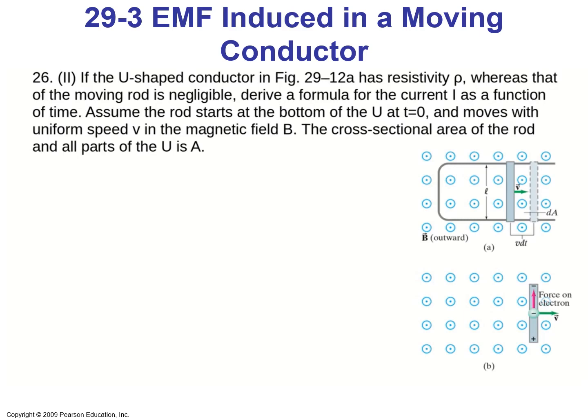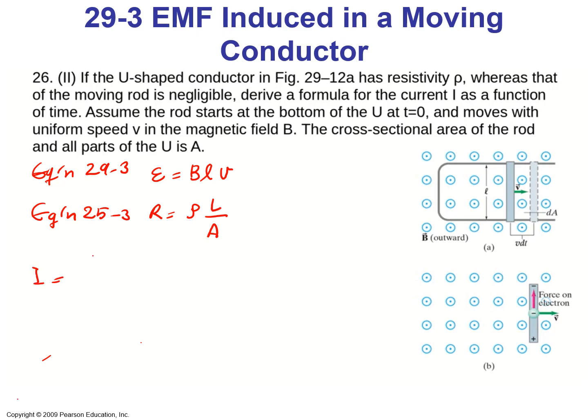So to solve this problem, we'll look at equation 29-3 for the EMF, which is equal to B times L times V. The resistance of the conductor is given by equation 25-3, and it's given as rho L divided by A. The length in this equation is the length of the resistive material, and since the movable rod starts at the bottom of the U at time 0, in a time t we have moved the distance Vt.